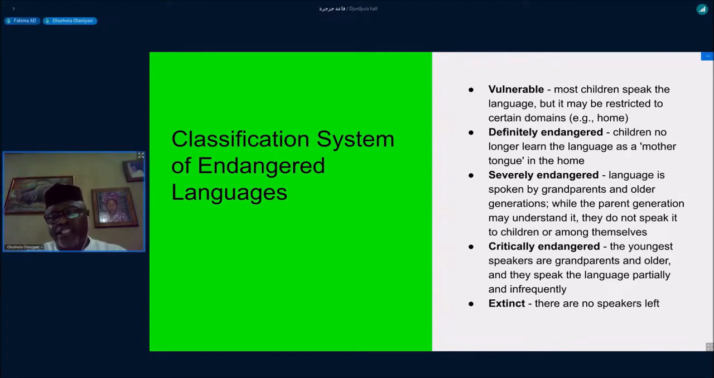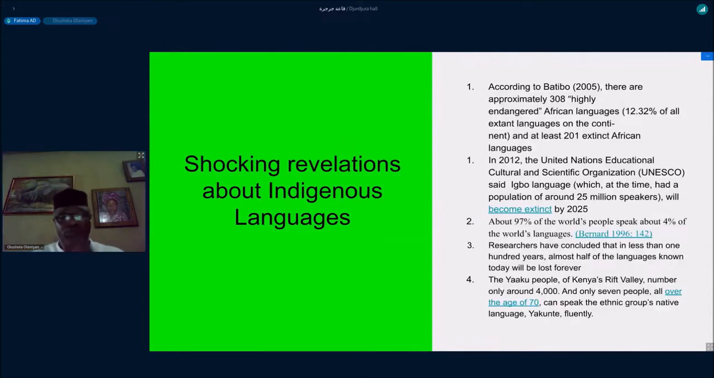The fourth one is critically endangered. In this case, the youngest speakers are grandparents and the older ones. What does it imply? It means that once these older ones die, just like the severely endangered, they are gone. Then the last one is the extinct. In this case, no one is speaking the language. Those are the five types of classification given by UNESCO.